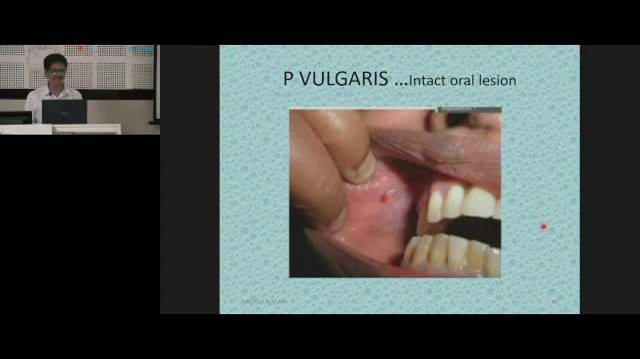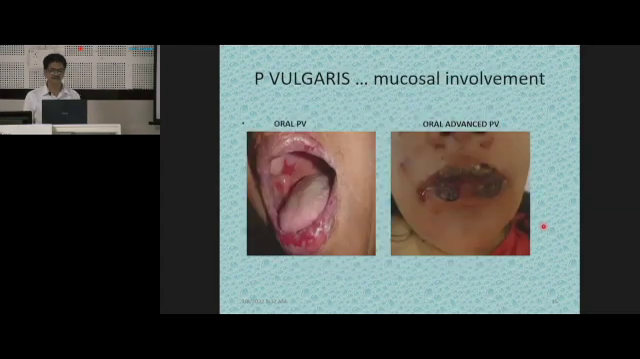Secondly, when advanced and when multiple lesions are produced, you get crusting and some amount of hemorrhage, and necrotic matter is also present there.